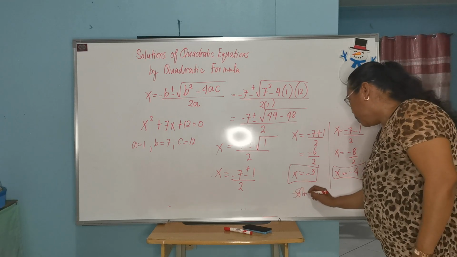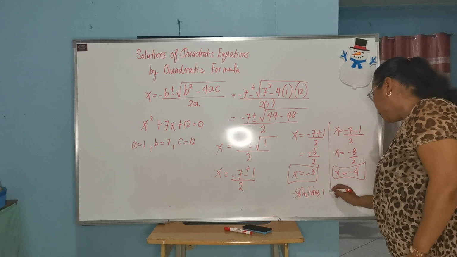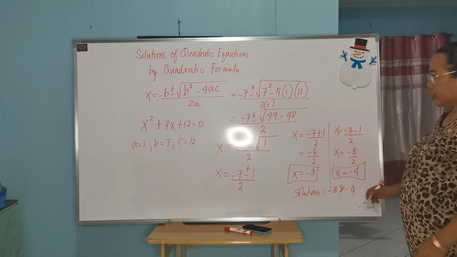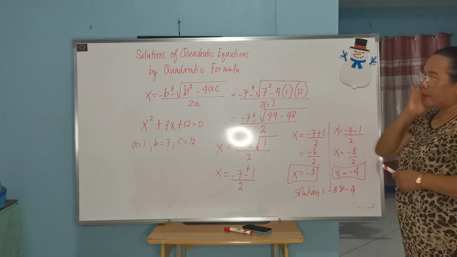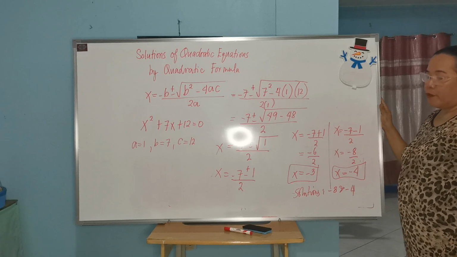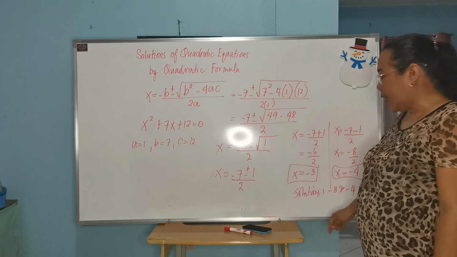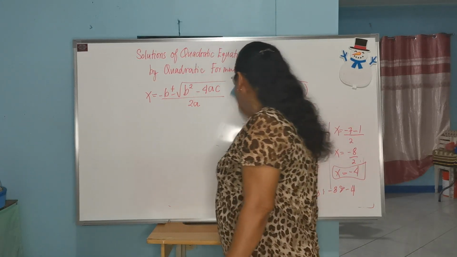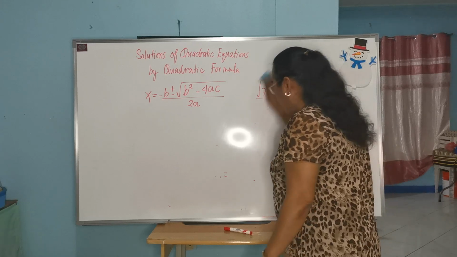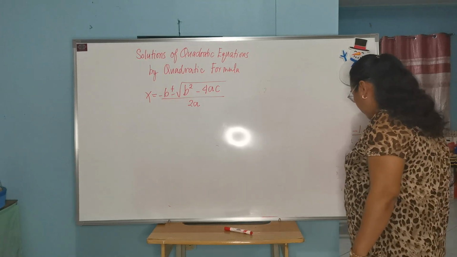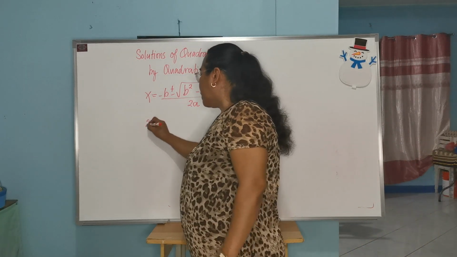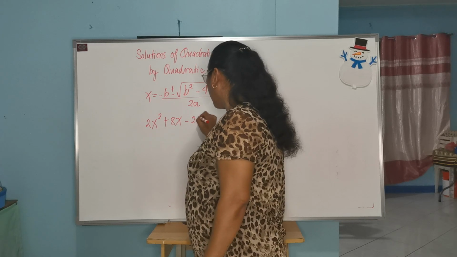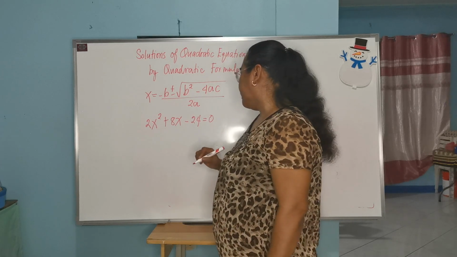So the same as what we have obtained a while ago, the solutions are negative 3 and negative 4 respectively. So we have solved already the second problem using our quadratic formula. We have one more problem wherein our x squared is bearing a numerical coefficient other than 1. But this time, we have a 2. So let's use the same problem: 2x squared plus 8x minus 24 equals 0.